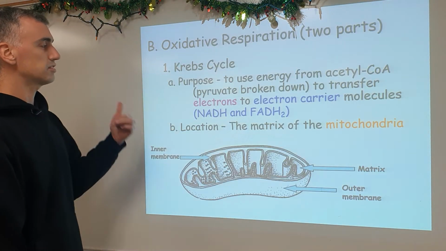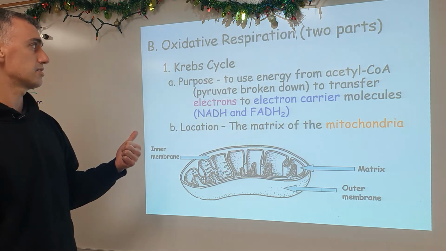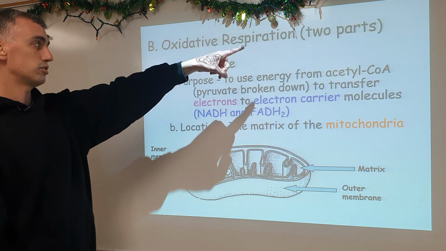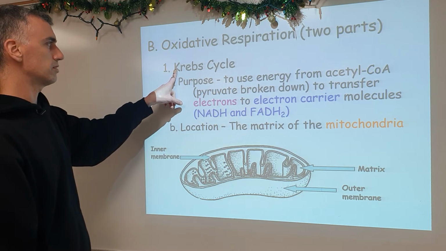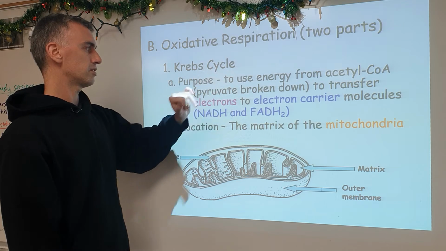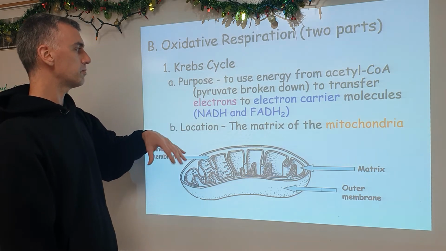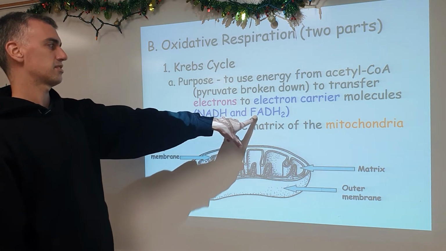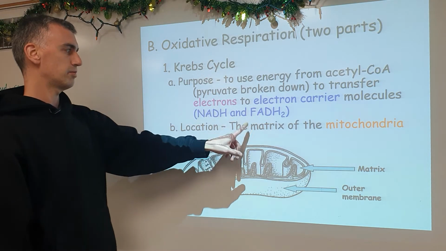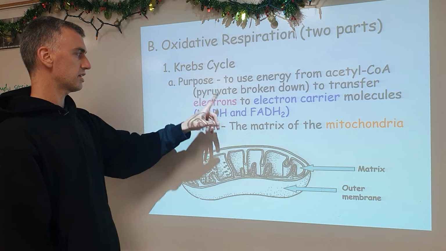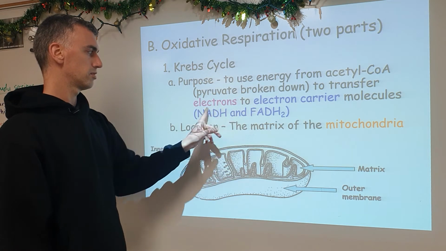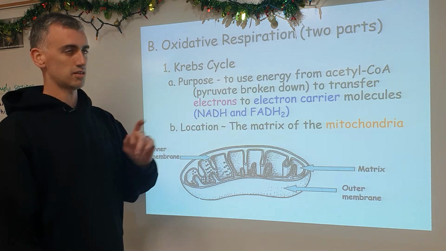But at any rate, oxidative respiration, aka cellular respiration, when oxygen is present, happens in 2 parts. The first of them being the Krebs cycle, which breaks down pyruvate to acetyl-CoA, but the big point is it gets these things out of the broken down sugar, happening in the matrix of the mitochondria. So the Krebs cycle produces these electron carriers in the matrix of the mitochondria. That's the important part you want to know.